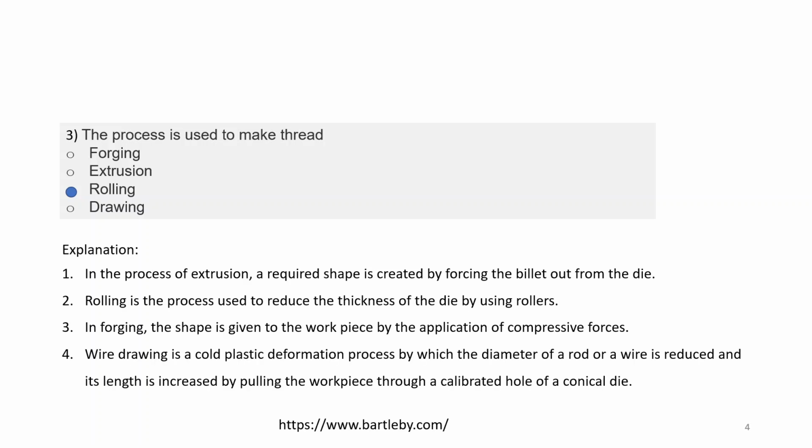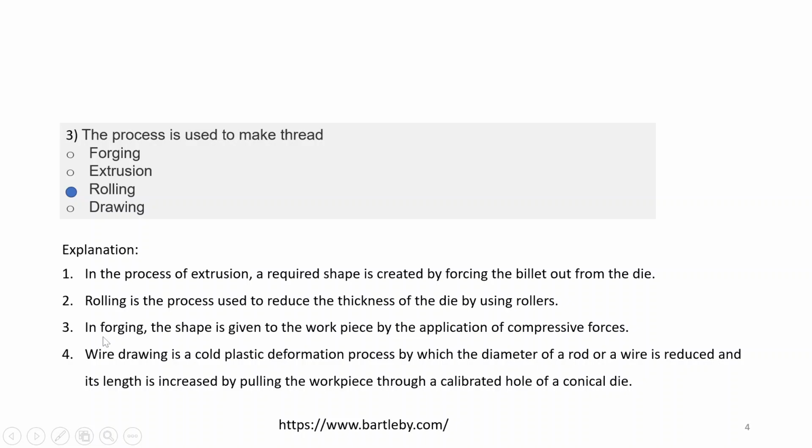In the lecture notes as well, when we studied applications of rolling, there was thread. In the process of extrusion, the required shape is created by forcing the billet out through the die. In this case you will have a cross section which is uniform throughout, so you can't make thread using extrusion. Rolling is a process used to reduce the thickness of the workpiece by using rollers. Rollers can have a shape as well, so you can make thread using rolling.